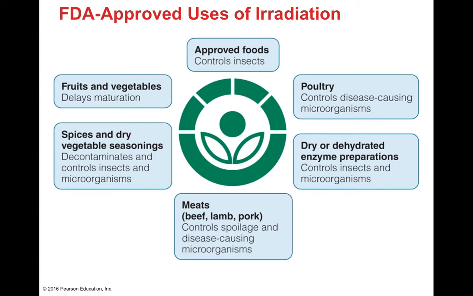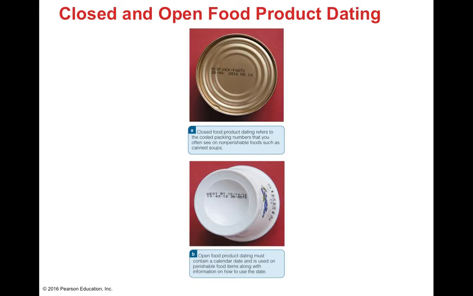These are the different types of foods that are going to be approved for irradiation. It helps us control insects and disease-causing microorganisms in things like poultry. We also use it for dry or dehydrated enzyme preparations to help control insects and microorganisms. It's found on meats like beef, lamb, and pork to help control the spoilage rate by eliminating or reducing the amount of disease-causing microorganisms. And it delays the maturation of fruits and vegetables. It's also used on spices and dry vegetable seasonings to help decontaminate and control insects and microorganisms, such that Hamburger Helper can remain on your shelf for 2 years without anything growing inside of that seasoning packet.